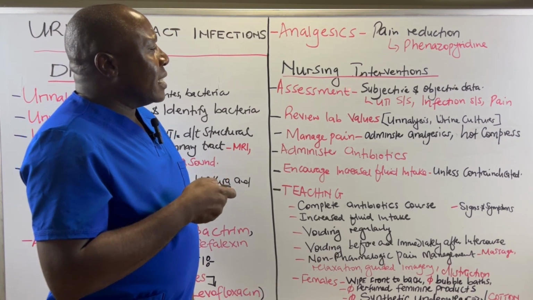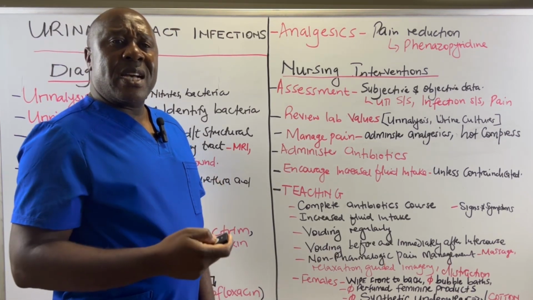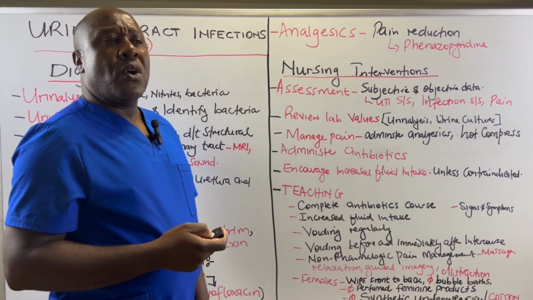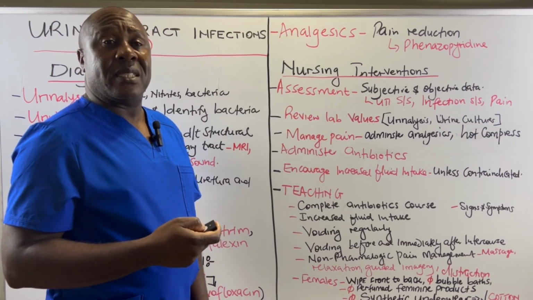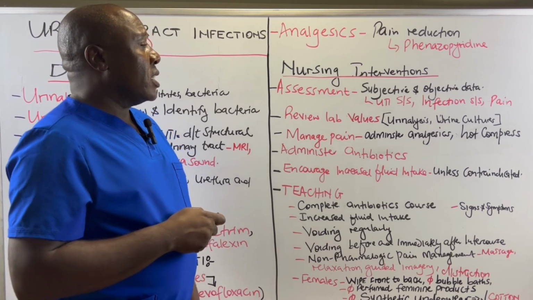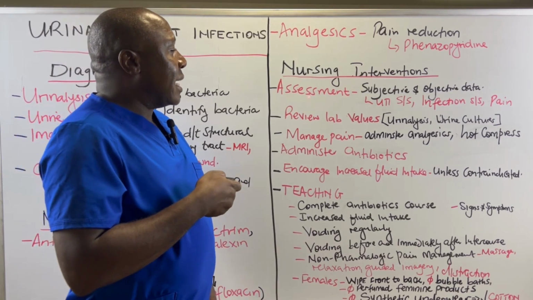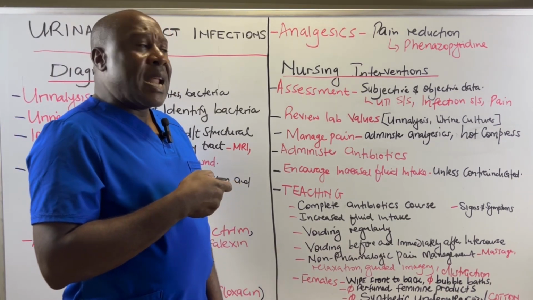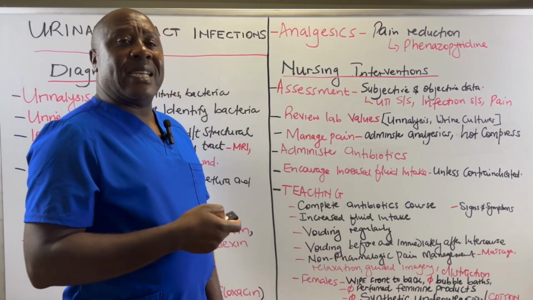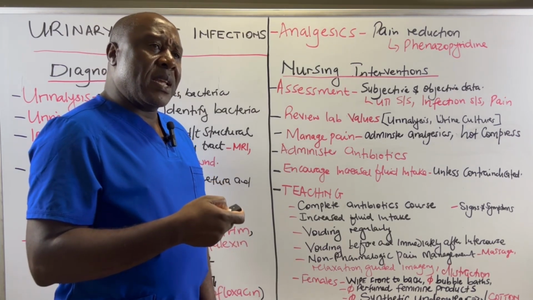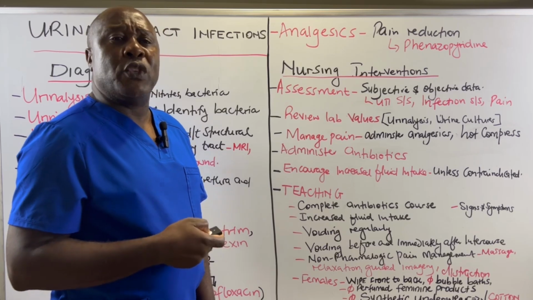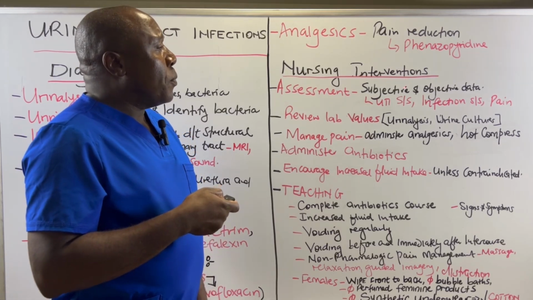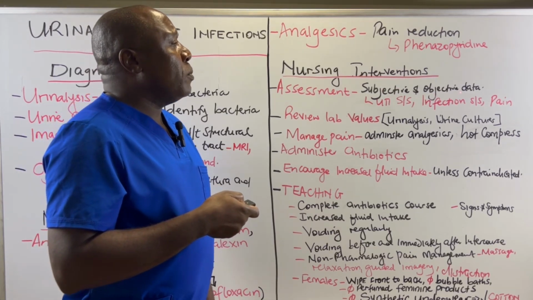When it comes to nursing interventions, there are a number of things that nurses do as they care for patients with urinary tract infection. One is assessment. Nurses are constantly assessing these patients from the beginning and during the course of treatment. So they are collecting both subjective and objective data.